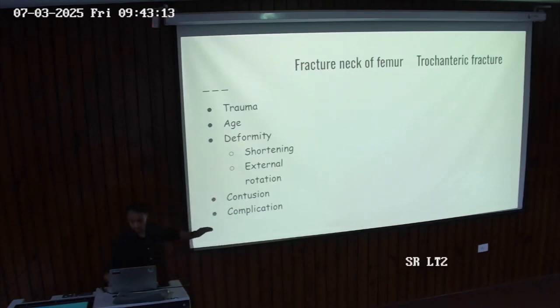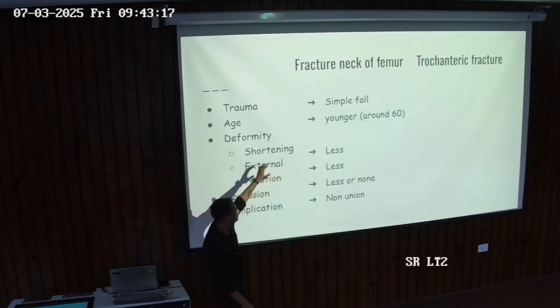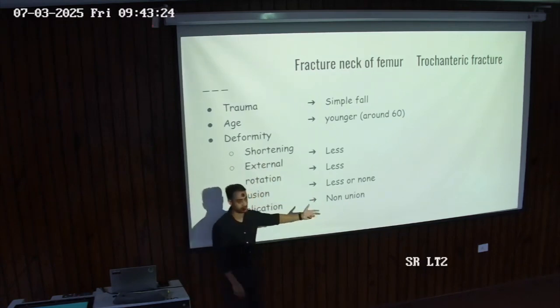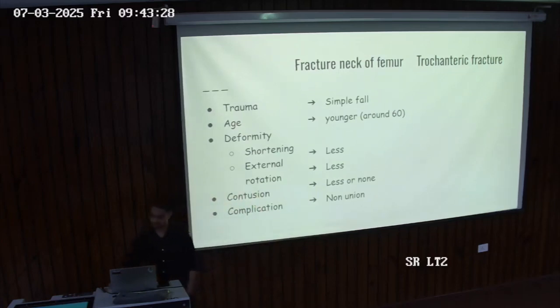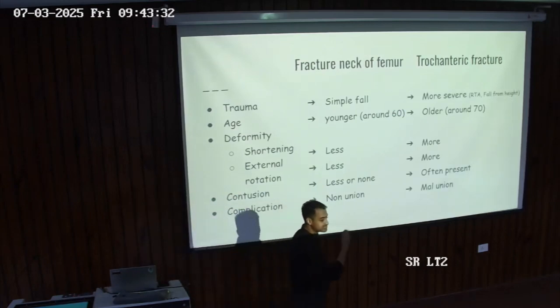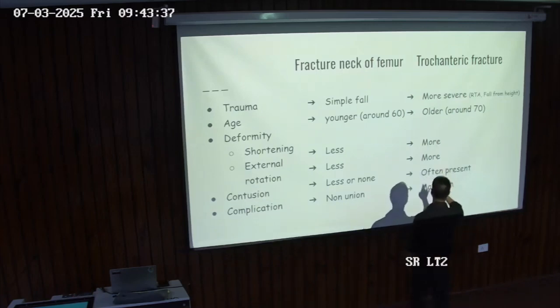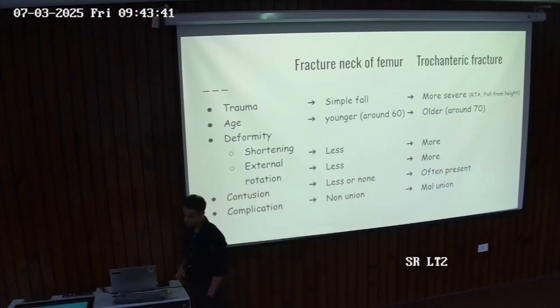So now you can see here, trauma, simple fall, age around 60, shortening will be less, rotation will be less, deformity will be less or none. What will come there? Both are there. Clear? I'm giving both together.